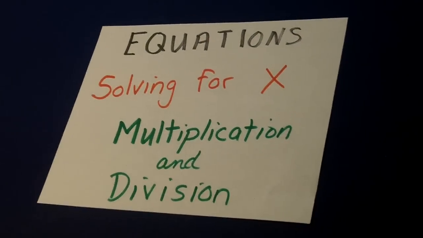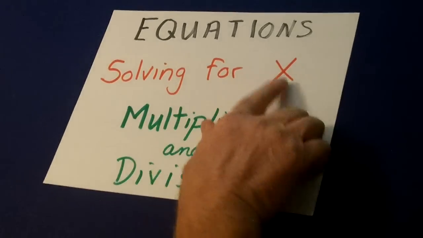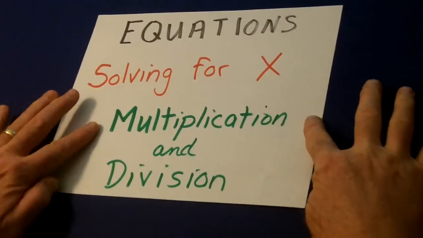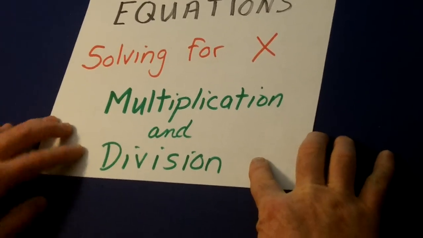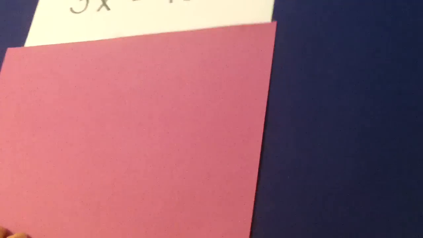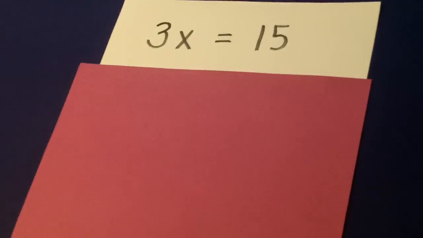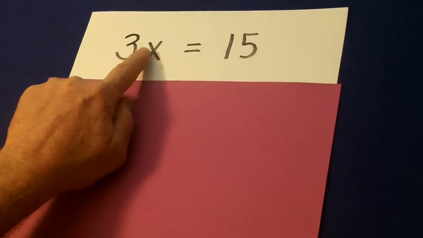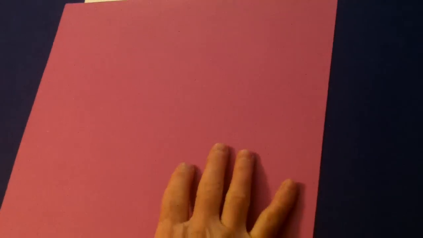Hi, in this lesson we're going to solve for x in equations when we use multiplication and division. Okay? Let's take a look at our first problem here. We have 3x is equal to 15, which is 3 times x is equal to 15.